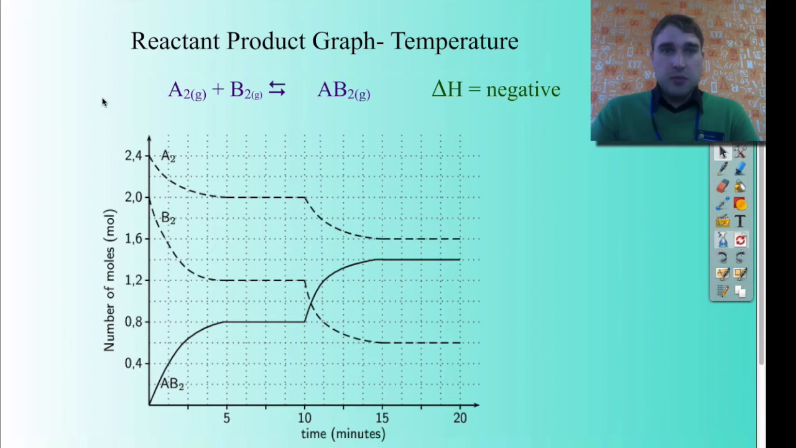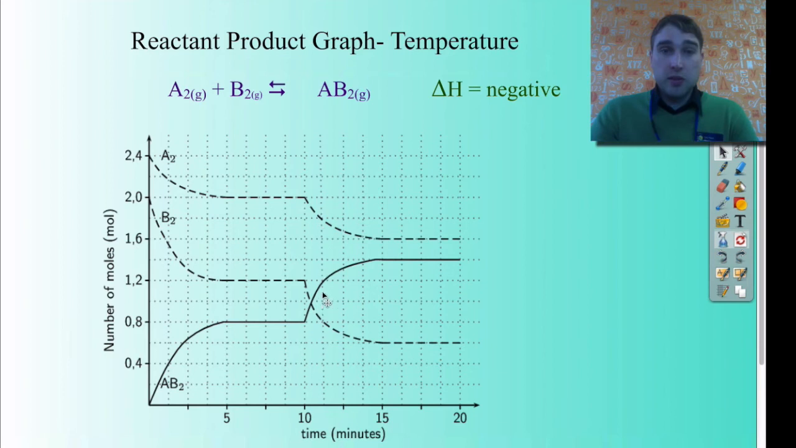So here's an example. We've got A2 plus B2 going to AB2, and in this case our delta H value is negative. So the forward reaction is exothermic, the reverse reaction is endothermic. If we have a look at our graph here, we can see we reach equilibrium and then we get to this point and we have a change. If we look, our concentration of AB2 increases and our concentration of A2 and B2 decreases. So we've had a temperature change on this system at equilibrium, and we need to figure out what the temperature change was.